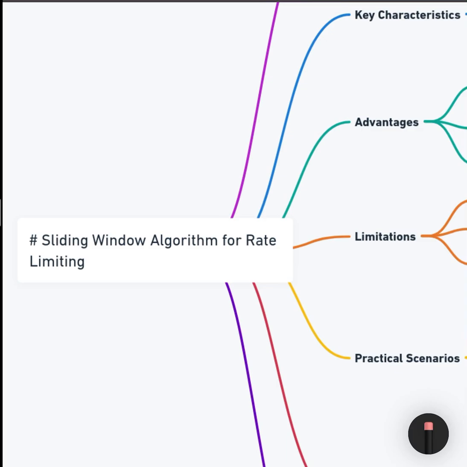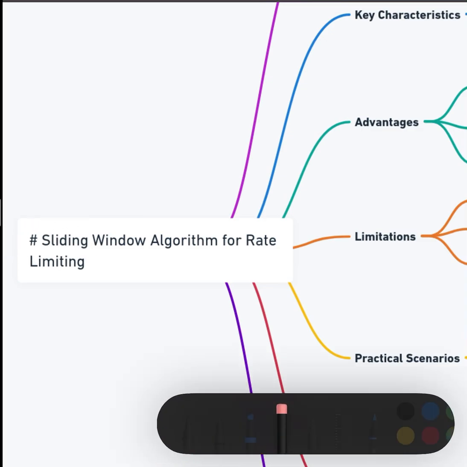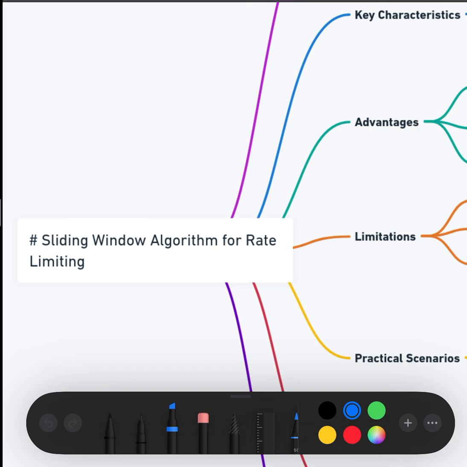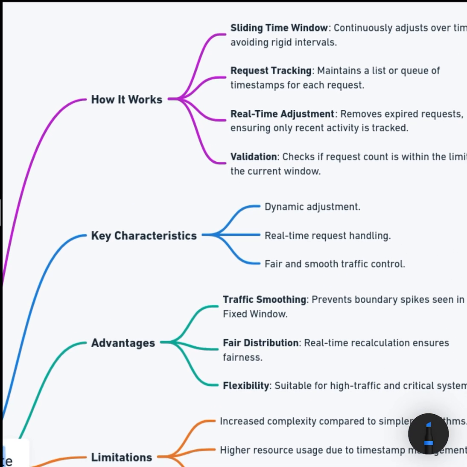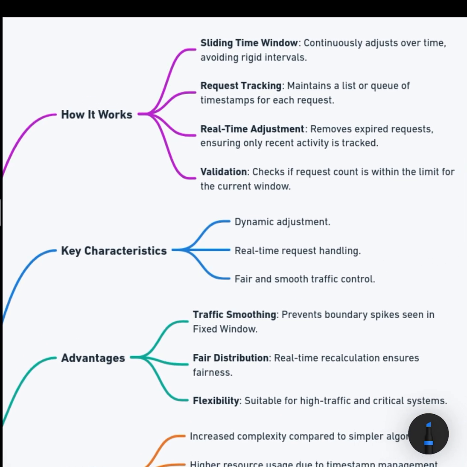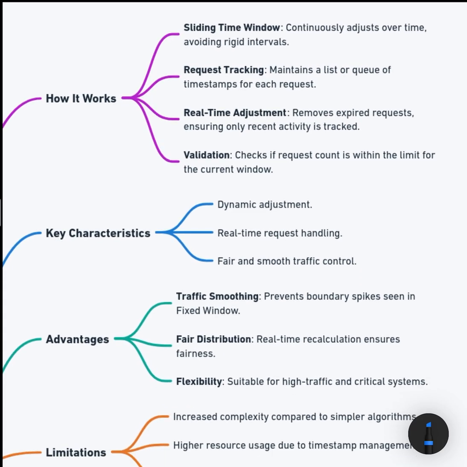Deep Dive: Sliding Window Algorithm for Rate Limiting. The sliding window algorithm is an advanced rate limiting technique that addresses limitations of simpler methods like fixed window. It ensures smoother traffic control by dynamically recalculating request limits within a real-time sliding window.